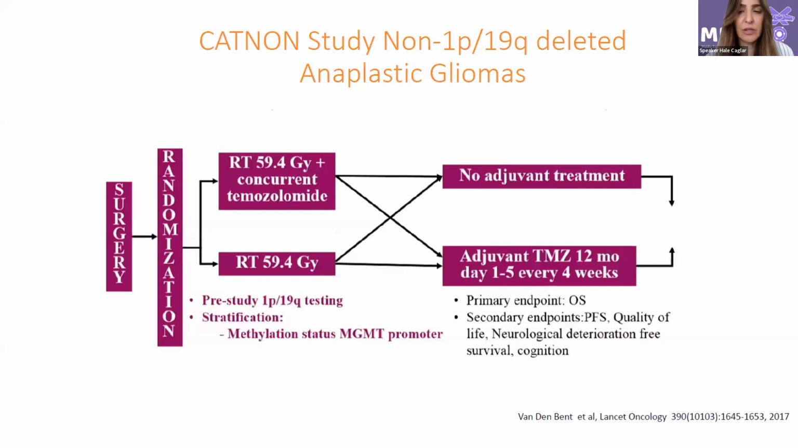The second clinical trial that I would like to emphasize is the CATNON trial. It actually started before this WHO classification, so this is irrespective of IDH status. That was a 2x2 factorial design looking at the benefit of adding adjuvant temozolomide to either radiation alone or radiation with concurrent temozolomide.